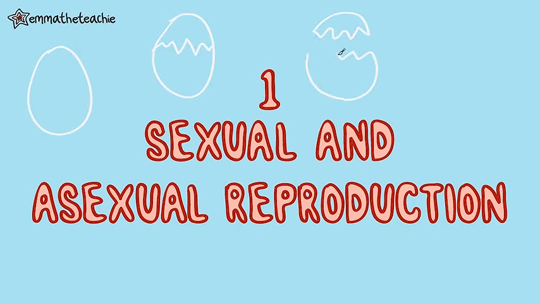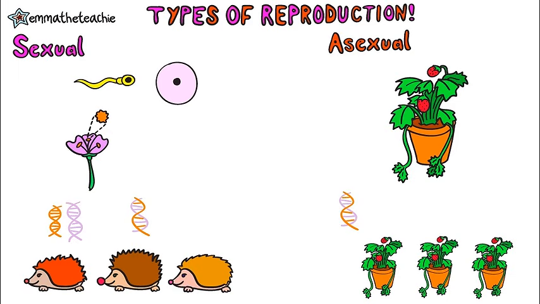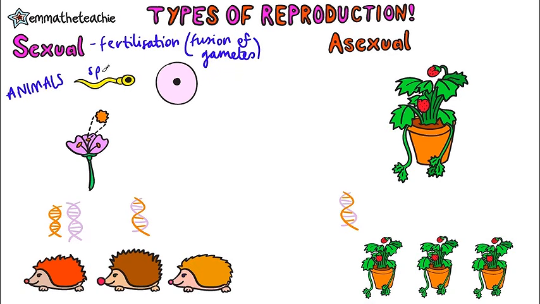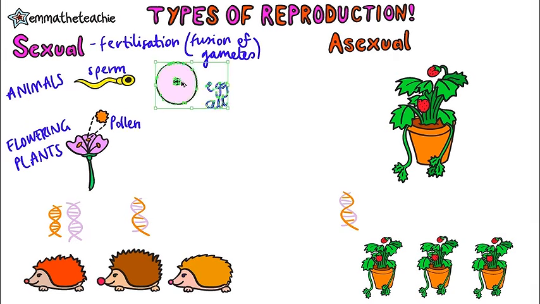And we're starting with 1, sexual and asexual reproduction. There are 2 types of reproduction, sexual and asexual. Let's start with sexual. This involves fertilization, which is the fusion of the male and female gametes. In animals, the male gamete is the sperm cell, and the female gamete is the egg cell. But in flowering plants, the male gamete is actually pollen, but the female gamete is still an egg cell.